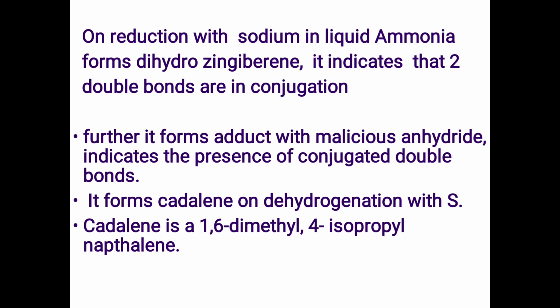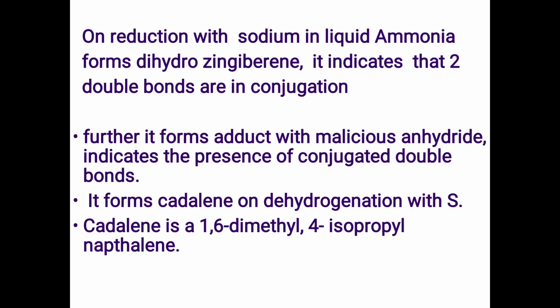Further, it forms an adduct with maleic anhydride. So zingiberene, when treated with maleic anhydride, forms an addition product. It indicates the presence of two conjugated double bonds.